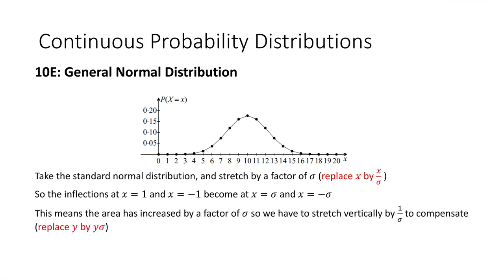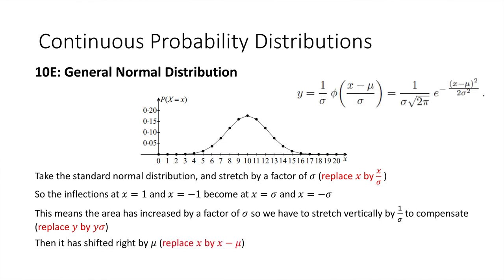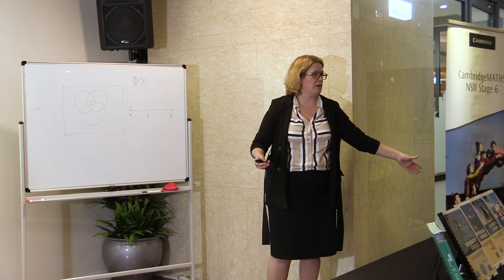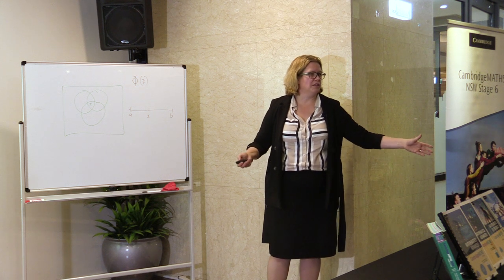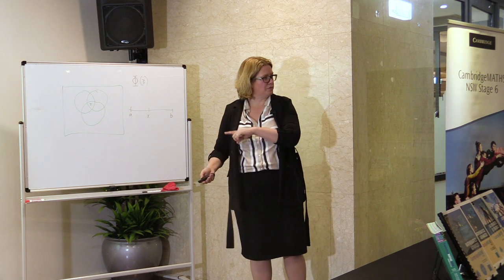That means the area has been increased by a factor of sigma, so we've then got to divide by that. So we bring the y down so that we've still got the same area of 1 underneath. And finally, we've got to shift it all right so that it's actually sitting with the peak of the bell over the mean, the mu. So the formula now changes and becomes this, just simply by transforming it from what it was. We've done our transformations of graphs quite early, so we can now apply all of that and get this.